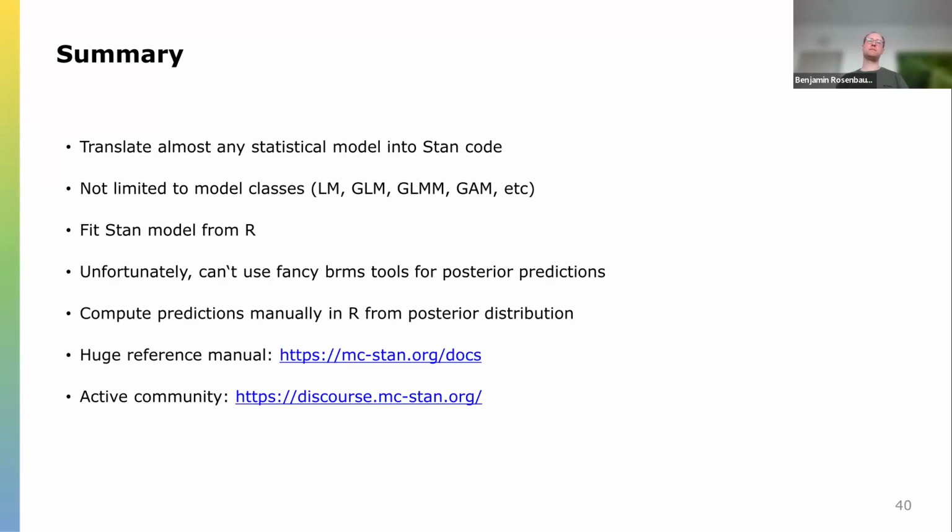However, all these fancy tools in BRMS rely on BRMS knowing the model structure, and therefore being able to make predictions and model evaluation and so on. If you just have the raw Stan code, we have to take care of this ourselves. But I must admit, it's not so bad. I'm always copying and pasting the same code for making predictions. So once you did this, it's not too bad using this for another model.